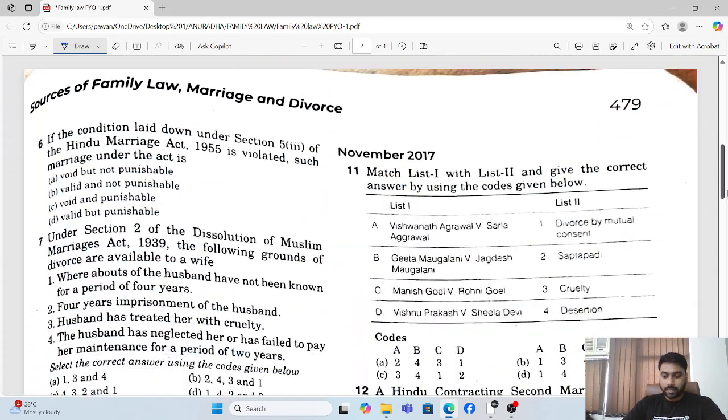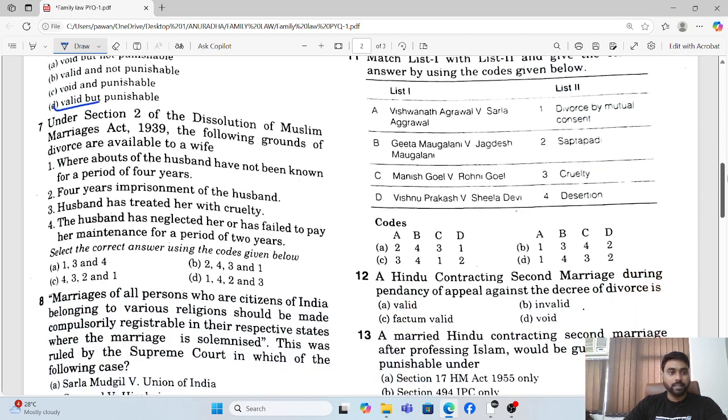Now we come to the next question, the sixth question. If the condition laid down under Section 5 subclause 3 is violated: Section 5 subclause 3 is about the age criteria. If you remember the 18 years and 21 years age, if that is violated, the marriage is valid but punishable. So the answer is D, marriage is valid but punishable.